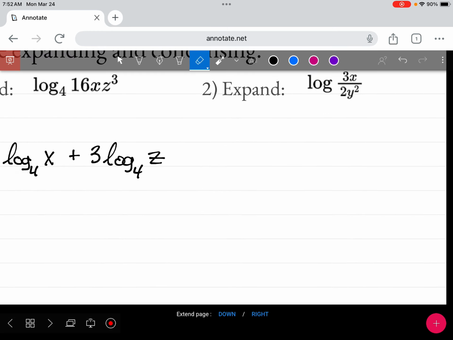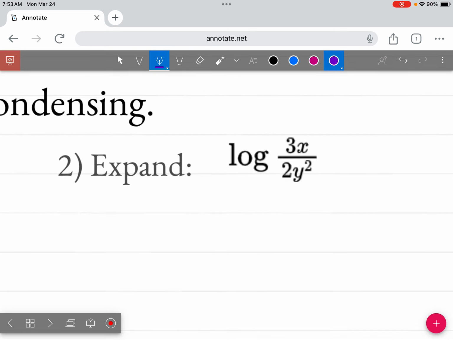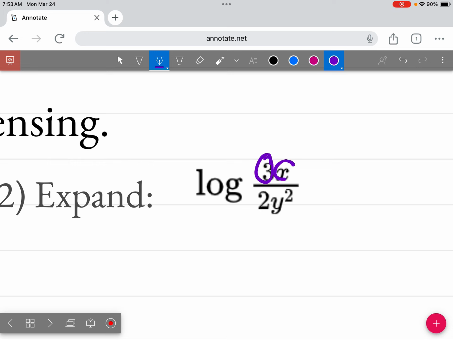Number 2 is very similar vibe. How many logs do we wind up with for number 2? 4. We should wind up with 4 logs, because the 3 is going to get a log, the x is going to get a log, the 2 is going to get a log, the whole y squared is going to get a log. Everybody is going to get a log.